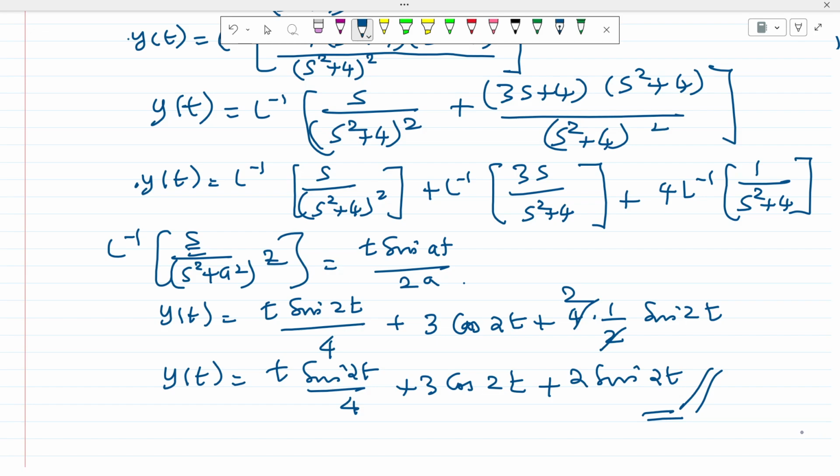So here I think I forgot the multiplication of 4 there. Okay, please don't make the mistake there. So before you solve the problem, please verify 1 or 2 times.